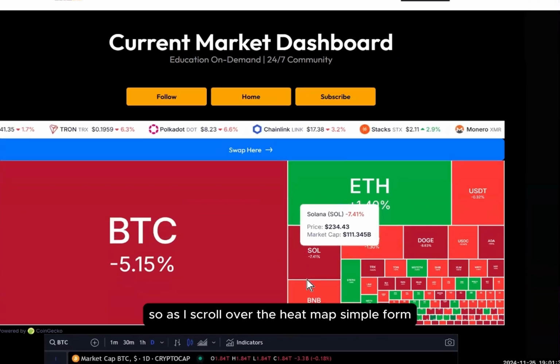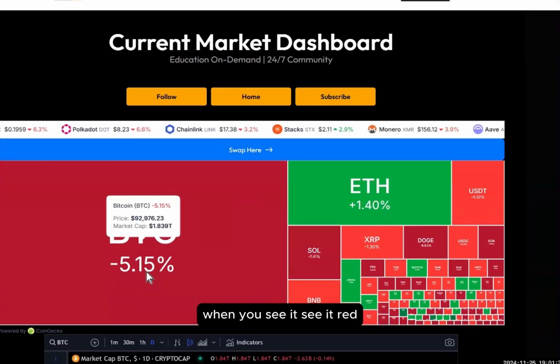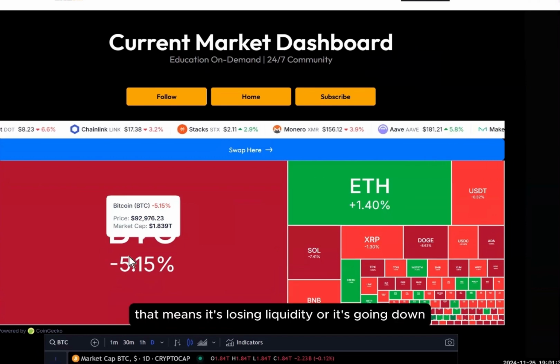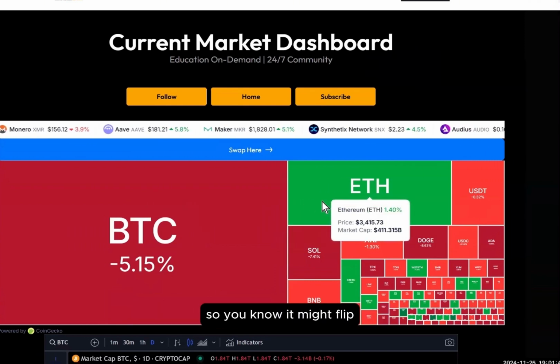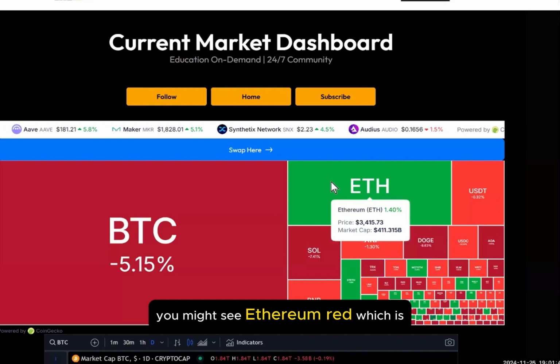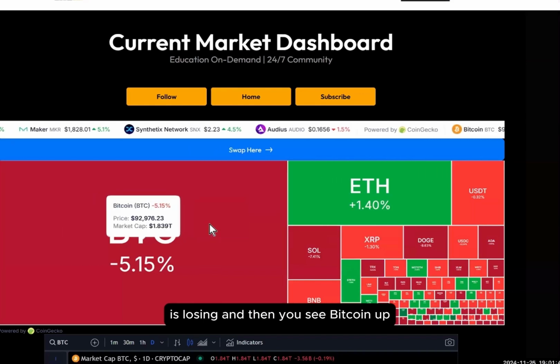So as I scroll over the heat map, simple form, when you see it red, that means it's losing liquidity or it's going down. When you see it green, that means it's up. So you know, it might flip. You might see Ethereum red, which is losing, and then you see Bitcoin up.